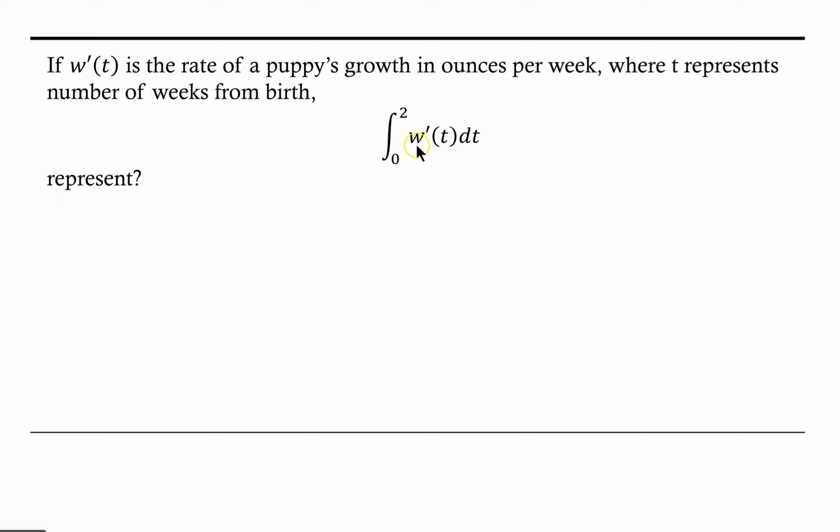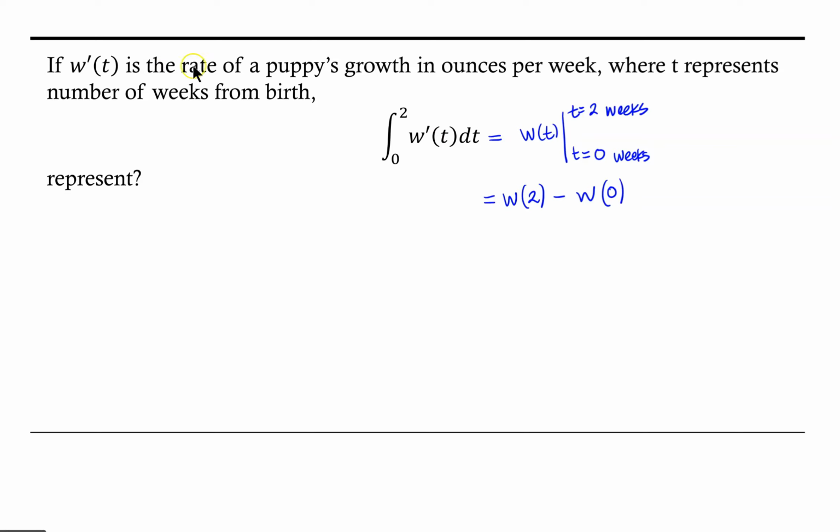Well, our integrand here is w prime of t, so its antiderivative would then be w of t, and we would be evaluating that from t equals 0 weeks to t equals 2 weeks. And so that would be w at t equals 2 minus w at t equals 0.